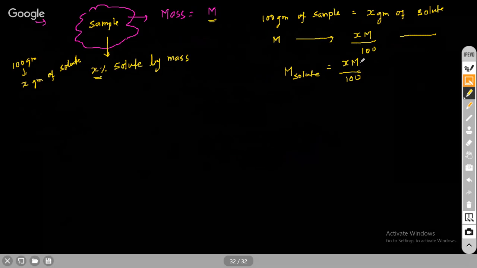One more thing we have to assume here, since we are going to find out the formula of normality: the density of this sample is d. So if I write down the expression for density, density is equal to the mass of the sample divided by volume. Mass is this capital M, mass of the sample divided by volume.